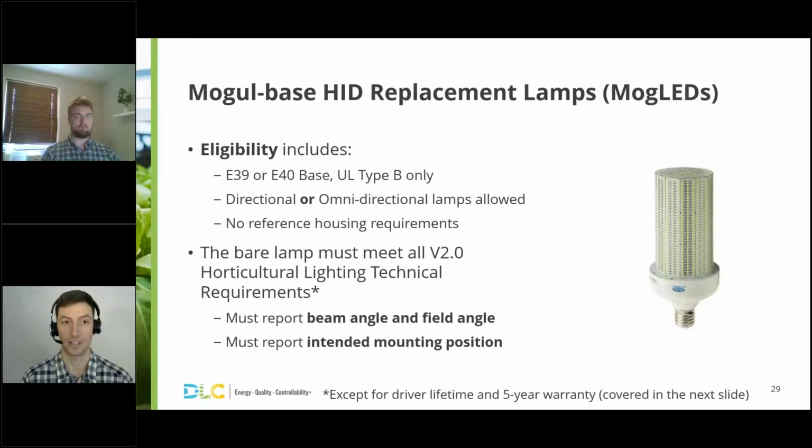Okay, next slide, thanks. So next up, the Mog LEDs. They are now eligible in the horticultural program as UL type B lamps, meaning only those that bypass the ballast, again with E39 or E40 bases. There is a pretty key difference between MOGLEDs in the horticulture program and the SSL program, in that there are no reference housing requirements associated with these lamps.